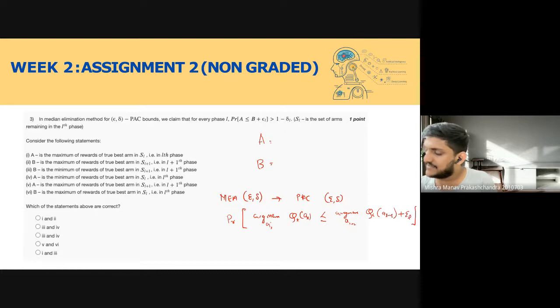So basically, what it tells me is that whatever optimal Q estimate I have in the L plus 1th phase, the arm that I will select, this will relate to the Lth phase, my optimal arm. If at the Lth phase the optimal arm that I have is, let's say, A star of L, then in the next phase, so this is the Lth round. I should probably rewrite this thing.